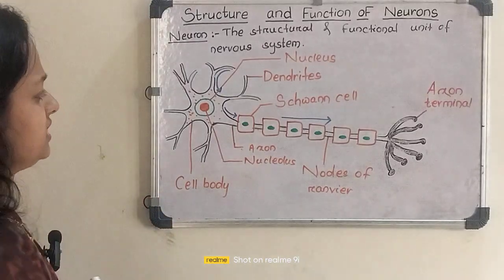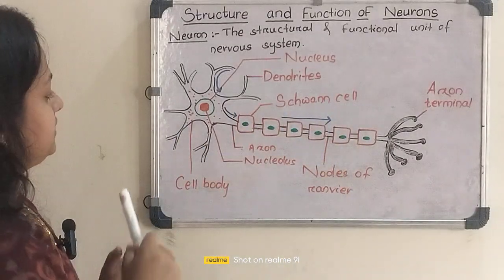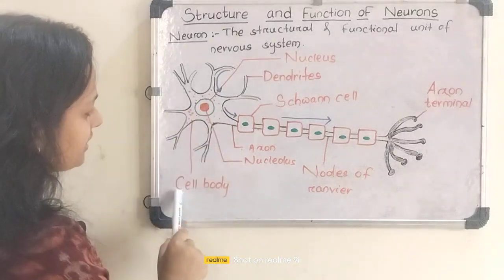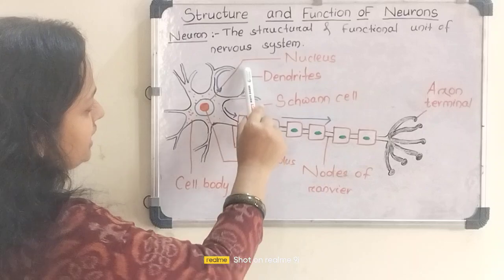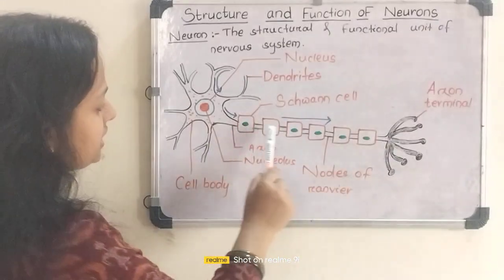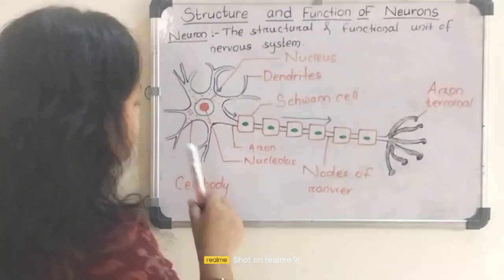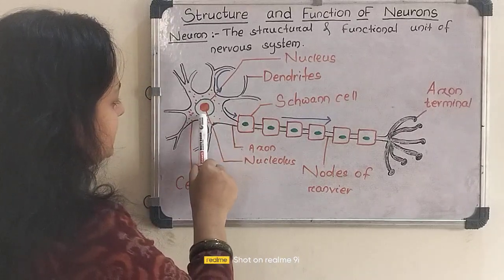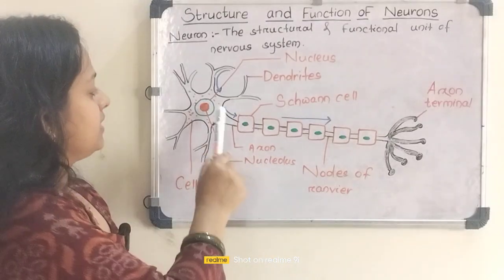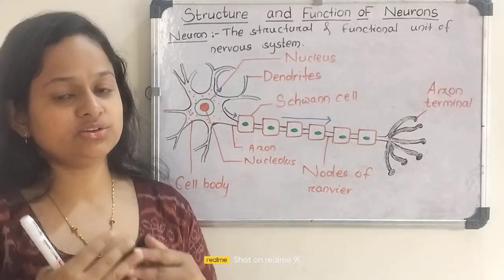So come here, this is the structure of one neuron, and this one neuron has three parts, that is the cell body and the branch-like structures, these are the dendrites, and this long slender-like structure, this is the axon. So first come to the cell body. The cell body contains a large nucleus which contains a prominent nucleolus. In the cytoplasm, other cell organelles are also present.